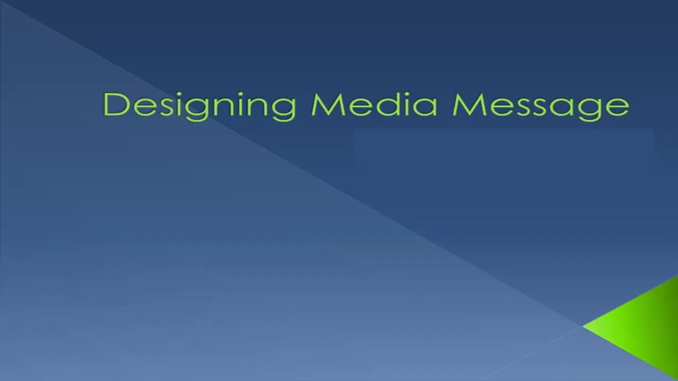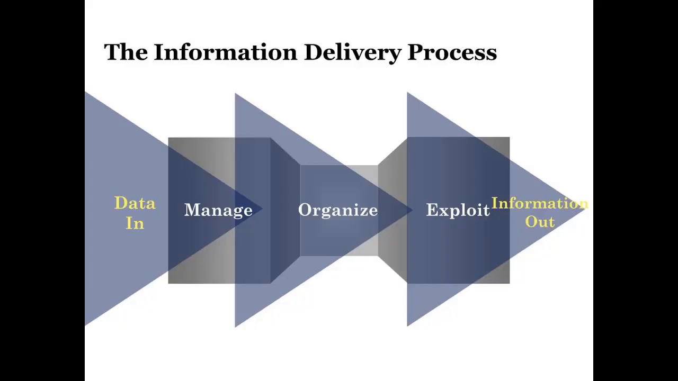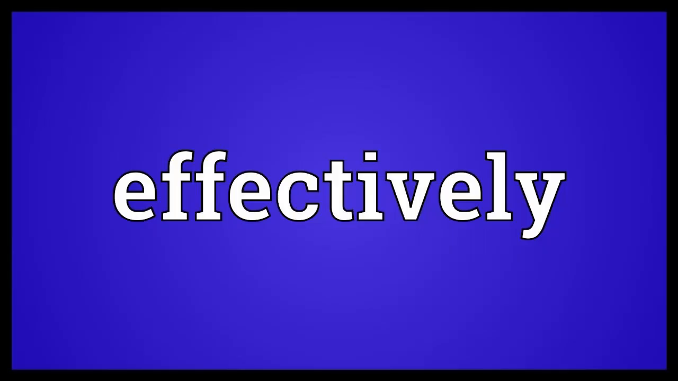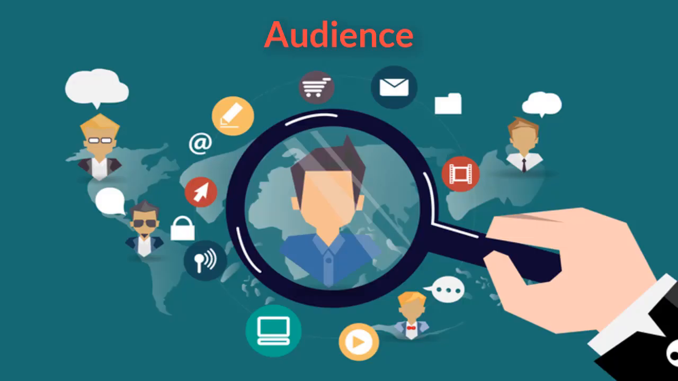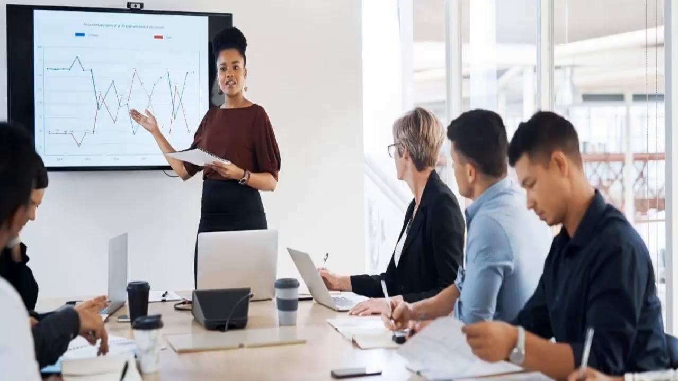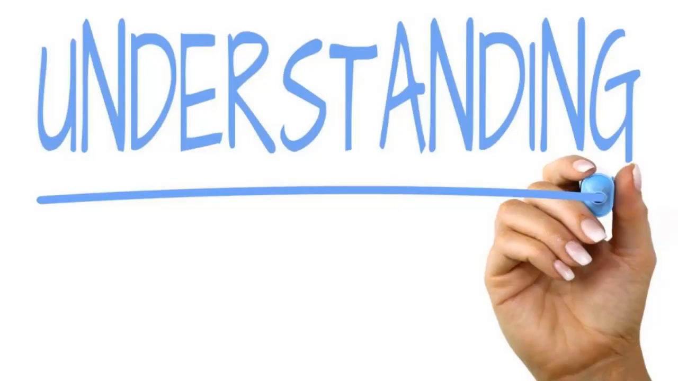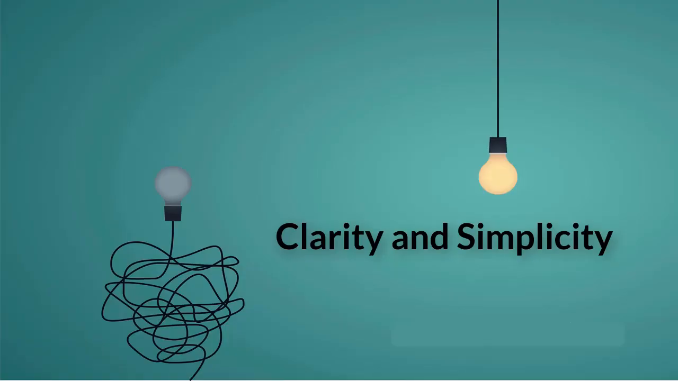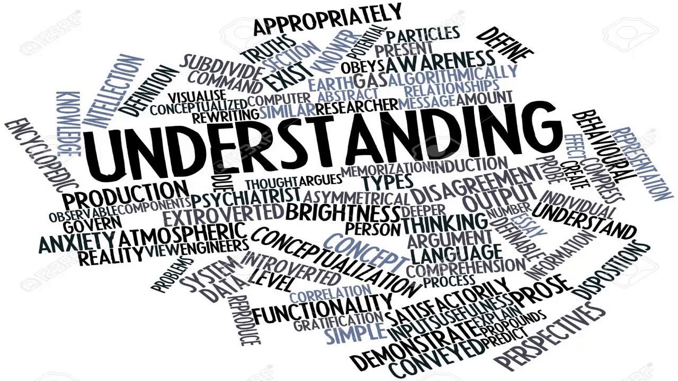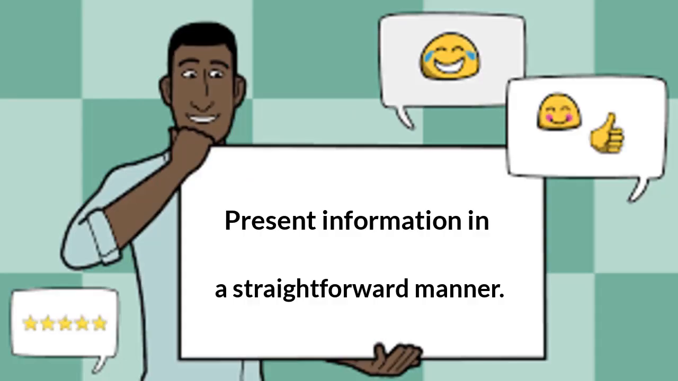7. Designing the message involves crafting the content and delivery of information in a way that effectively communicates the intended message to the audience. It's about structuring, organizing, and presenting information in a manner that is clear, engaging, and conducive to learning or understanding. Clarity and simplicity: ensure the message is clear and easy to understand. Use simple language, avoid jargon or complex terminology, and present information in a straightforward manner.